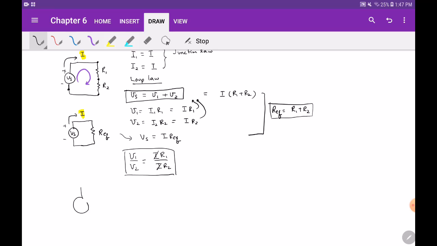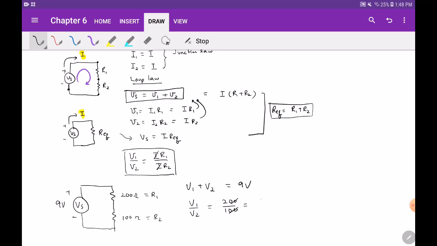For instance, if I give you Vs, let's say this is 9 volt. Let's say you have a resistor 1 and resistor 2. Then we make up some numbers. How about 200 ohm and 100 ohm? Okay. So we can quickly find the voltage drop across the resistor 1, which is 200. Let's call this one R1, and this is R2. So V1 plus V2 must be equal to 9 volt. Not only that, V1 over V2 must be equal to 200 divided by 100, which is 2 to 1.